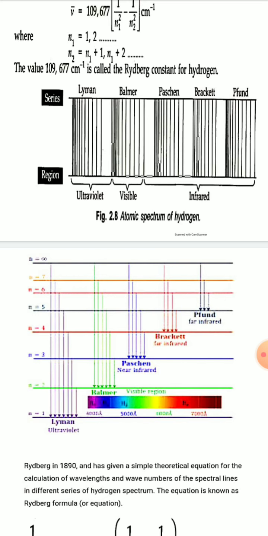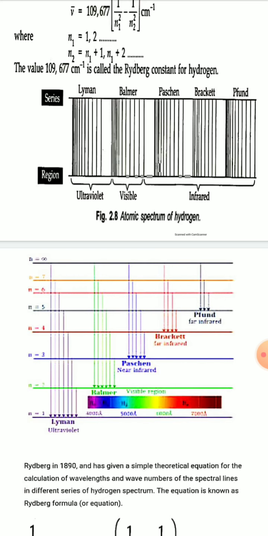And when electrons move from the fifth shell to the fourth, sixth to fourth, seventh to fourth, you will get the Brackett series.